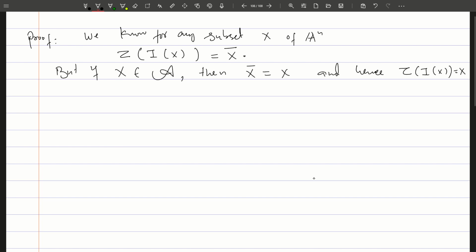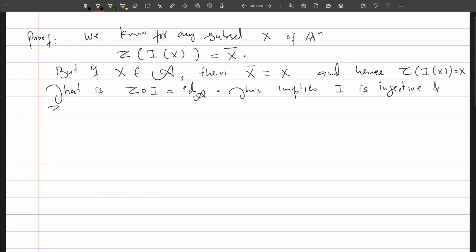So, in other words, this would imply that the map Z composed with the map I is actually the identity map on script A. So this implies I is injective and Z is surjective.